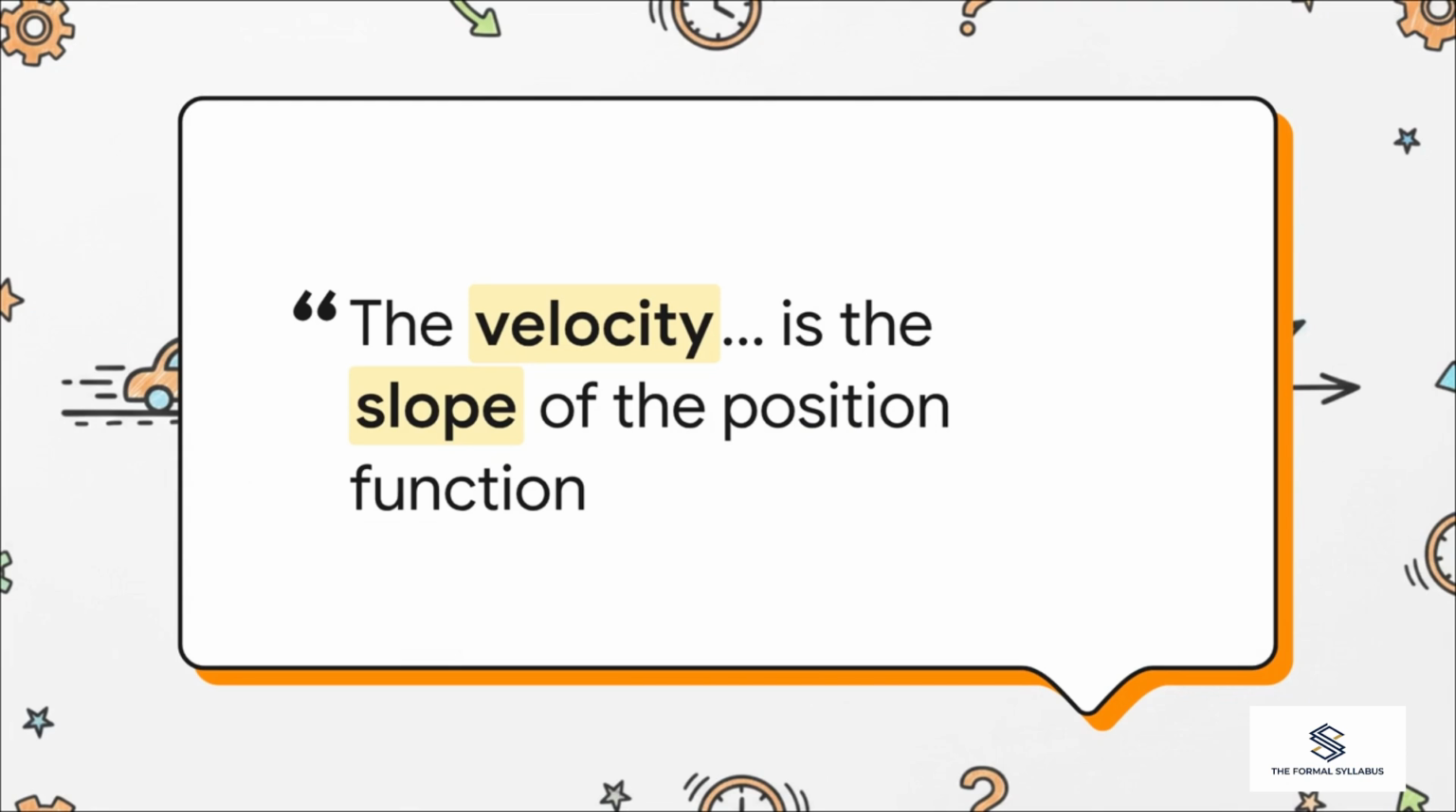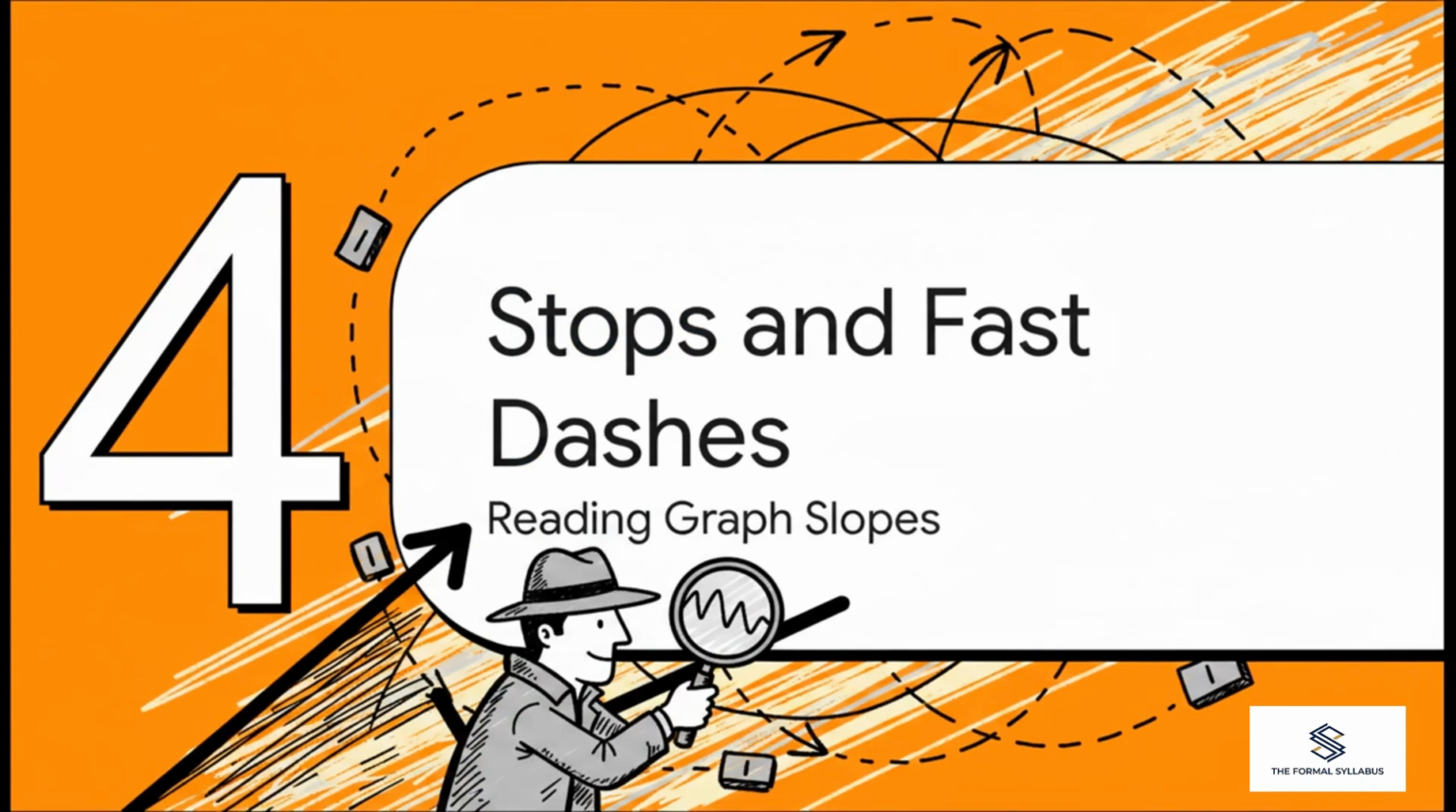So the absolutely crucial takeaway here, straight out of the physics textbooks, is that instantaneous velocity is quite literally just the slope of that line. That's it. We can completely bypass the complex math and just look at how steep the hill or slope is on our graph. If you can visually judge how steep a line is, you can judge instantaneous velocity. It's really that straightforward. Moving right along to Section 4, stops and fast dashes, reading graph slopes.